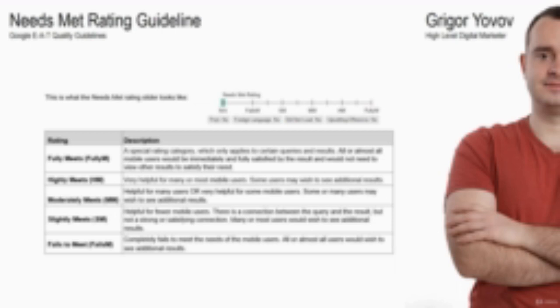Slightly meets is helpful for fewer mobile users. There is a connection between the query and the result, but not a strong or satisfying connection. Many or most users would wish to see additional results. And fails to meet completely fails to meet the need of the mobile user. All or almost all users would wish to see additional results.